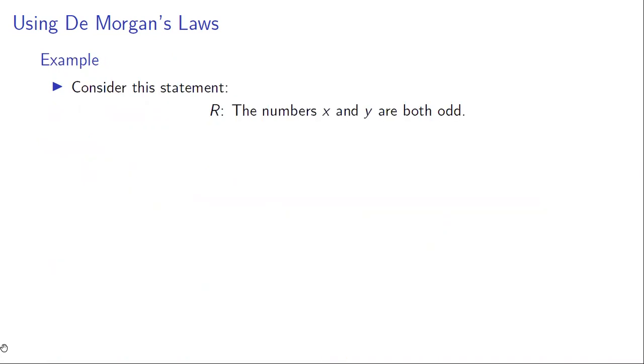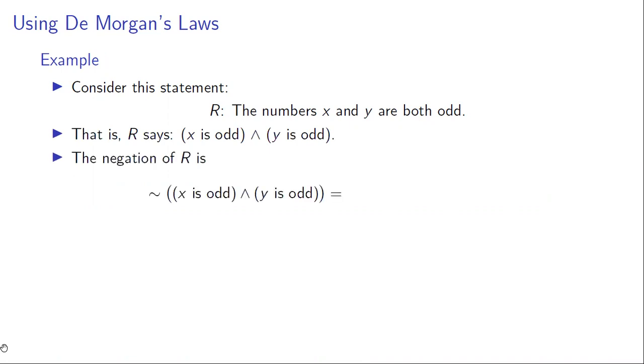Here's another example where we use De Morgan's laws. Consider this statement. We'll call it R, and it says the numbers X and Y are both odd. That is, R says X is odd and Y is odd. Now let's find the negation of R. The negation of R is not (X is odd and Y is odd). Applying De Morgan's law, we get: it is false that X is odd, or it is false that Y is odd.